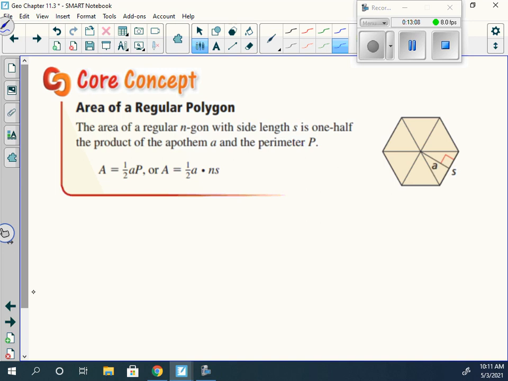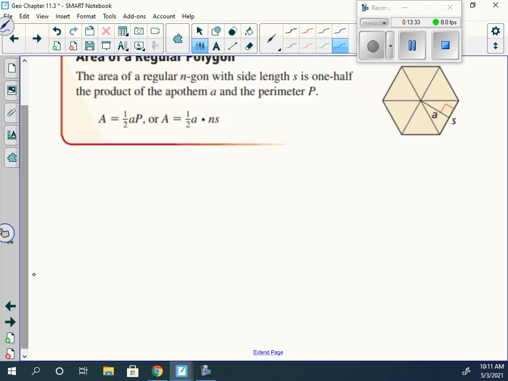Now the area formula for a polygon: area is equal to 1/2 of the apothem times the perimeter. 1/2 of the apothem times the perimeter, or 1/2 of the apothem times the side length times the number of sides. And there's a reason we get this. I'm going to work through this.